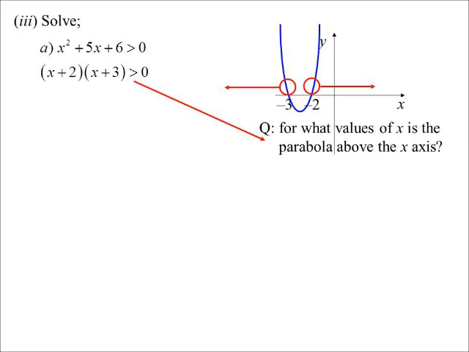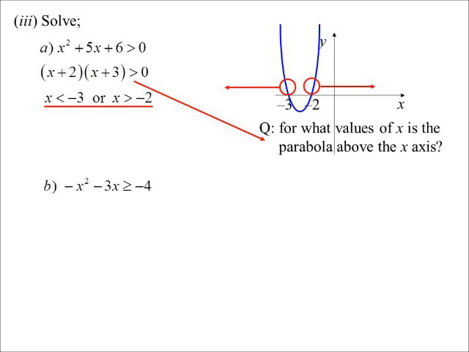So some people like to do it that way. Some people just like to test a point and see if it works. So you've got -3, -2. If I was to test the point 0, for instance, 6 is greater than 0. Yeah, it is. So I know 0 is included. So that gets me x is greater than -2. I'm just testing the regions.